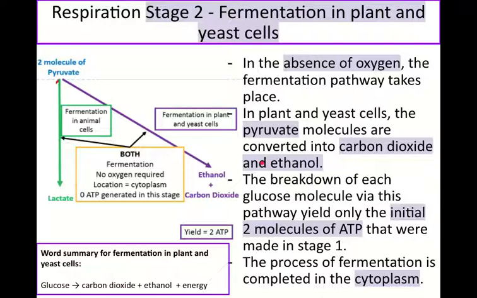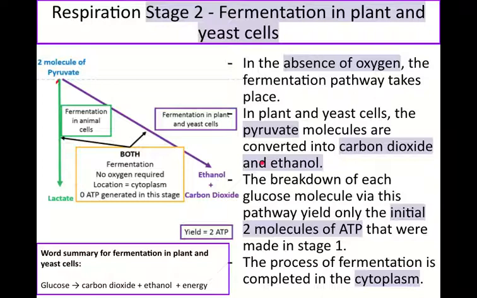So in fermentation in plants and yeast cells, carbon dioxide and ethanol is made from the pyruvate. The other details are the exact same as fermentation in animal cells. It takes place in the cytoplasm, it happens when no oxygen is present, and it only yields 2 ATP in total, both of which were made back in stage 1.